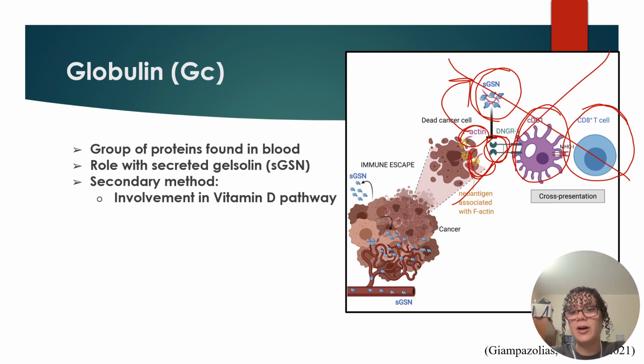Now, you might be asking, how does globulin relate with this? Globulin allows for SGSN to find F-actin, increasing this.